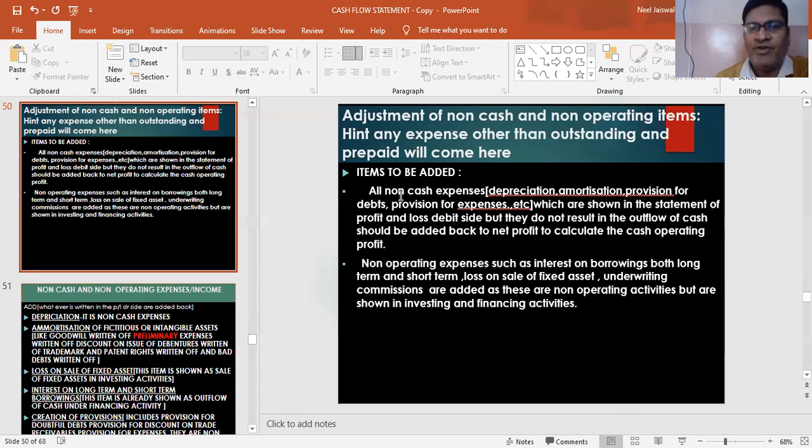Items to be added: we have already understood all non-cash expenses, that is depreciation, amortization, provision for bad debts, provision for expenses, etc., which are shown on the debit side of the statement of profit and loss, but do not result in the outflow of cash, and should be added back to net profit to calculate the cash from operating profit. And non-operating expenses such as interest on borrowing, both long-term and short-term, loss on sale of fixed asset, underwriting commissions are added, and these are non-operating activities but are shown in investing and financing activities.